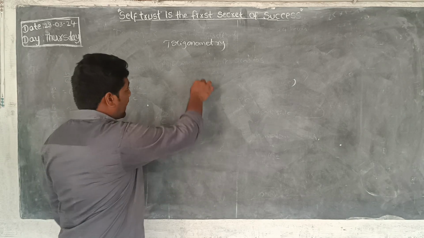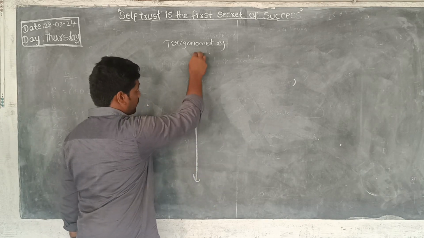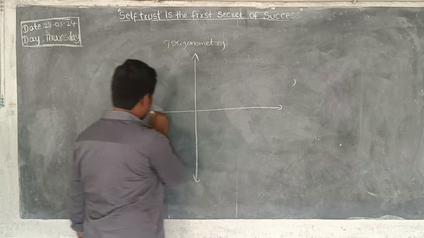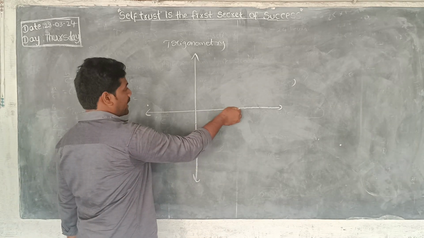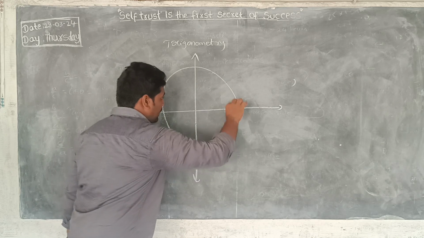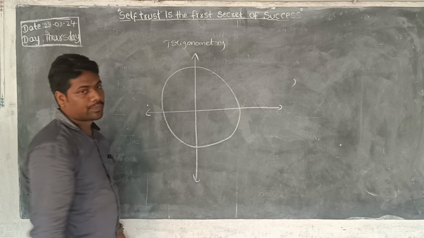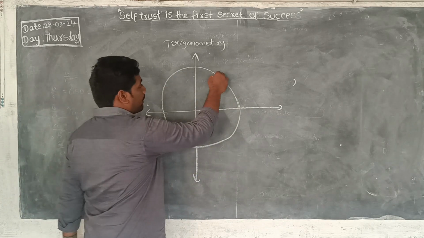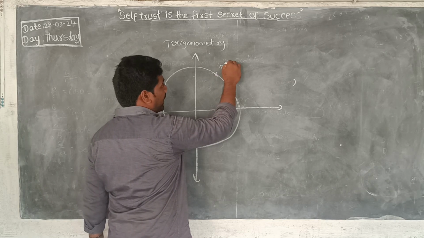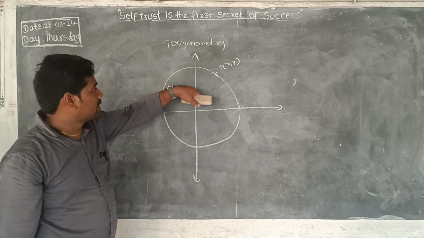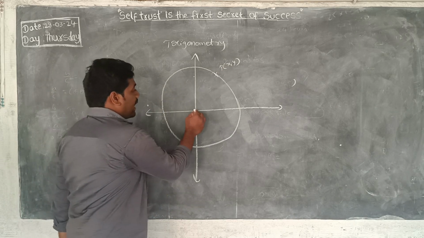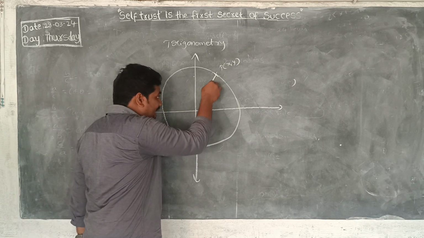I am taking the rectangular coordinate axis. This is what we call a rectangular coordinate axis. In this rectangular coordinate axis, I am taking the circle. On this circle, I am taking one point P, that is x comma y. P is the point on the circle x comma y, and R is the radius of the circle.